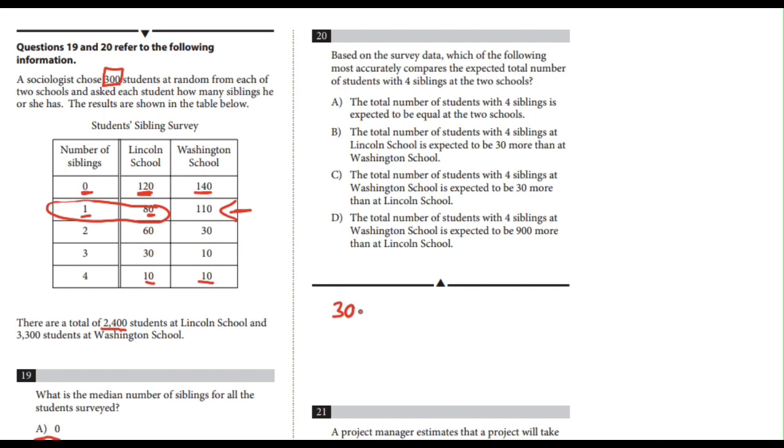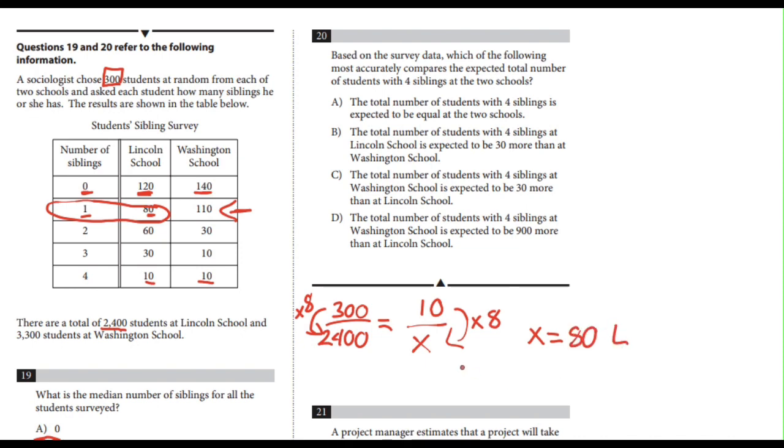To get from 300 to 2,400 is going to be the same as 10 people that actually said that they had 4 siblings divided by the total number of people who actually have 4 siblings in the entire school. Essentially, all we need to do is multiply by 8. So if we multiply 10 by 8, we'll find that x equals 80. And this is for Lincoln School specifically.